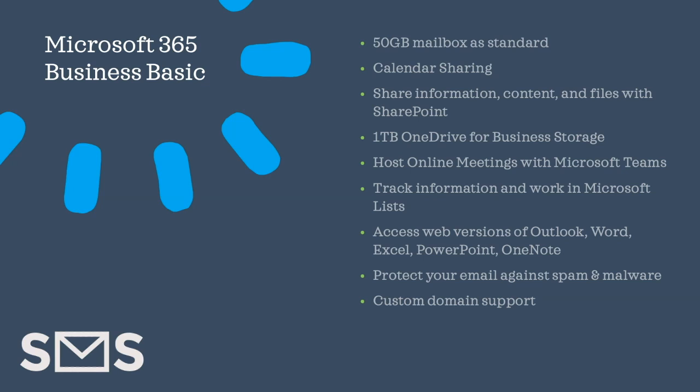Like I said, this is accessed via the web. You do have access to Outlook, Word, Excel, PowerPoint, and OneNote via the web only. You don't get any downloadable versions of the software. It's purely online only. Your email is protected against spam and malware using Microsoft's own inbuilt security software that comes with 365, which was originally Forefront. It's just Microsoft protection software, basically, and you get custom domain support.